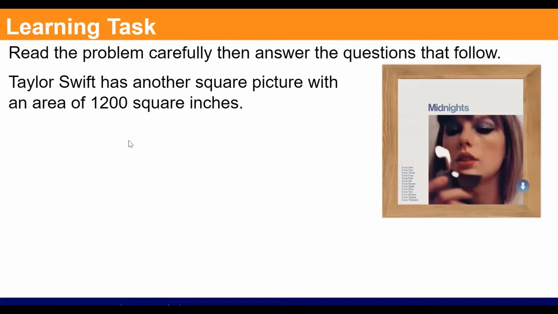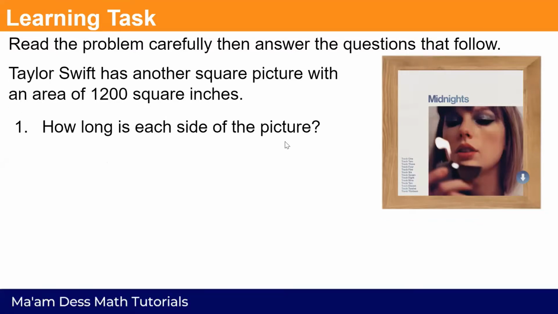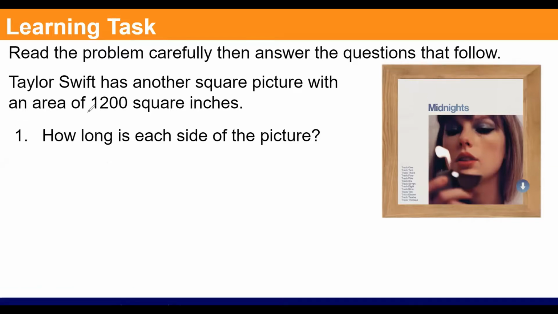Sagutan natin yung pangalawang problem. Taylor Swift has another square picture with an area of 1,200 square inches. How long is each side of the picture? So, given yung area ng picture, which is 1,200 square inches, hanapin po yung isang side or the measure of each side of the picture.